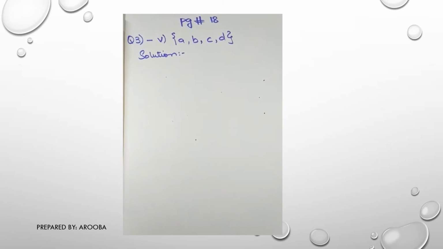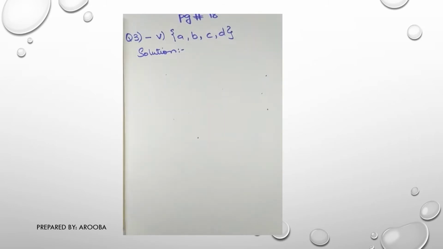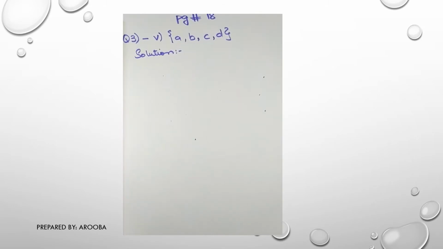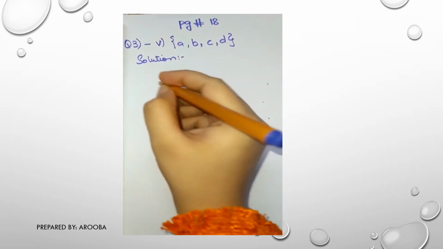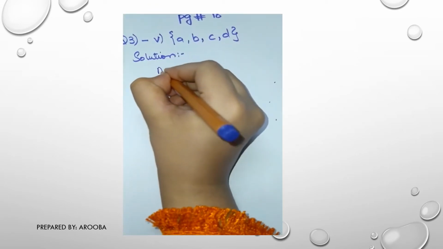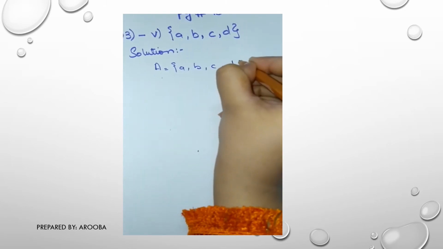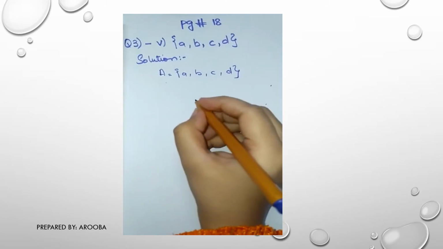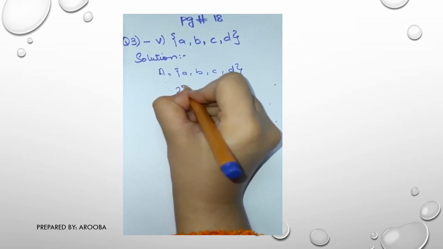Now let's do one more part from this question. See question number 3 part 5, which has A, B, C and D as elements of the set. Now starting with the same procedure, that is assuming the given set as set A equals A, B, C and D, and using the formula that was 2 power n.